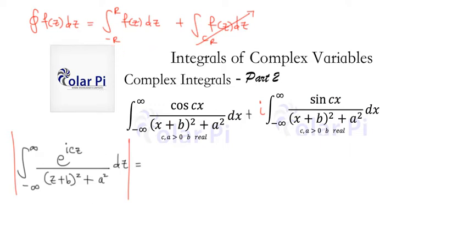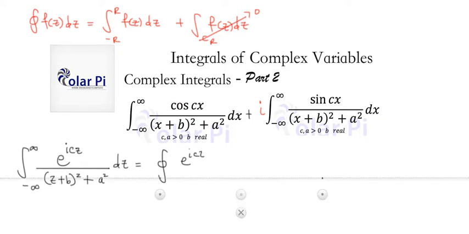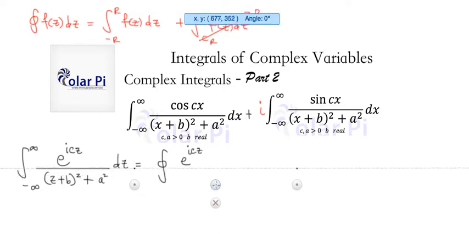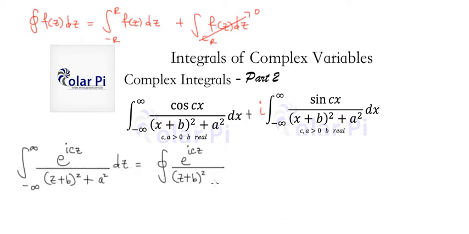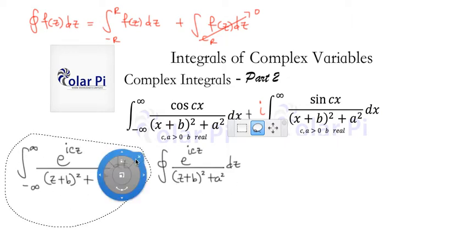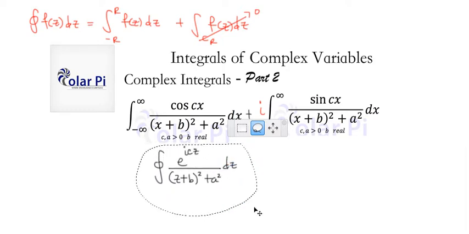So that way, we could just say, hey, this integral that we're after, it's the same thing as figuring out this integral, which is the closed integral of e to the i c z divided by the same denominator, obviously. Okay. And I didn't like my writing there, so let me backtrack a little bit. e to the i c z divided by z plus b squared plus a squared dz. Yeah? Cool. All right, now, since these two integrals are equal, I'm just going to get rid of that. And then I'm going to slide this back.